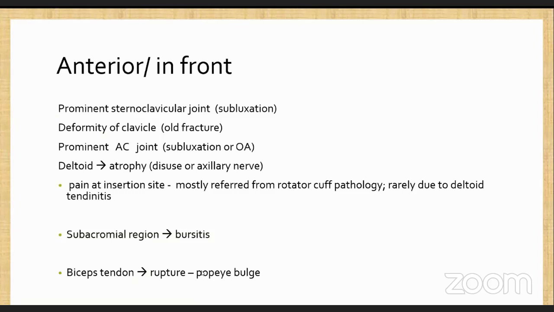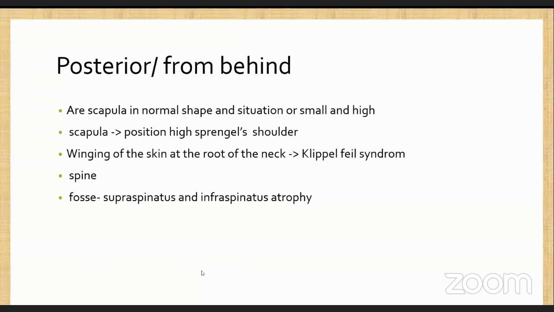Most probably the rotator cuff tear will be present in the front of the shoulder. It could be an enlarged bursa also. So feel underneath the acromion process and you will find a big bursa. Sometimes it is there. Biceps tendon, we have discussed at length how to identify that. What are you looking for from the back? These are the congenital defects, Sprengel's shoulder, Klippel-Feil syndrome, and supraspinatus infraspinatus atrophy.